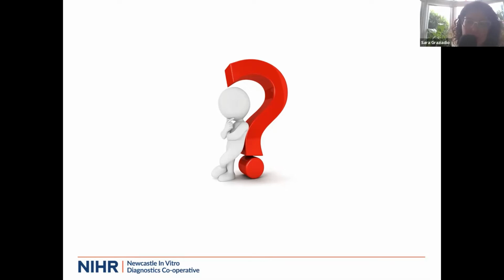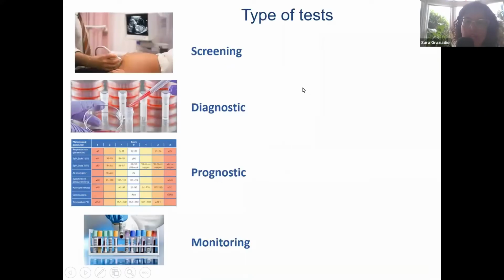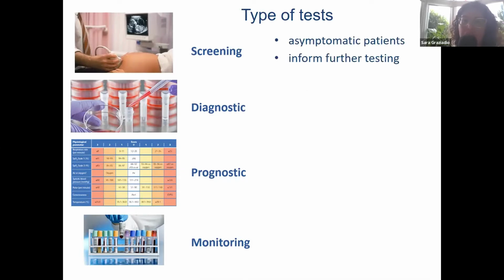We'll introduce now some of these definitions, and then we'll move to the evidence development pathway description. As I mentioned, we've got 4 main types of tests: screening, diagnostic, prognostic, and monitoring. The main difference is the patient population the tests are used on, and what kind of clinical decisions they will inform.